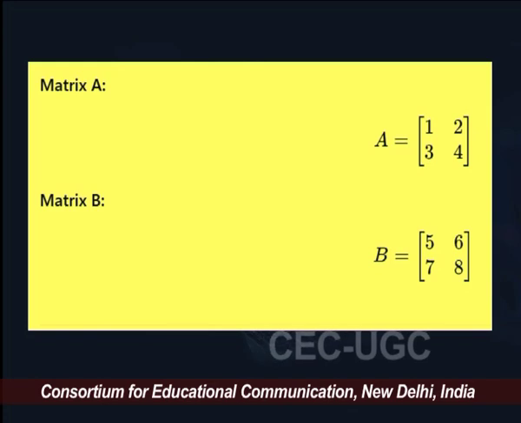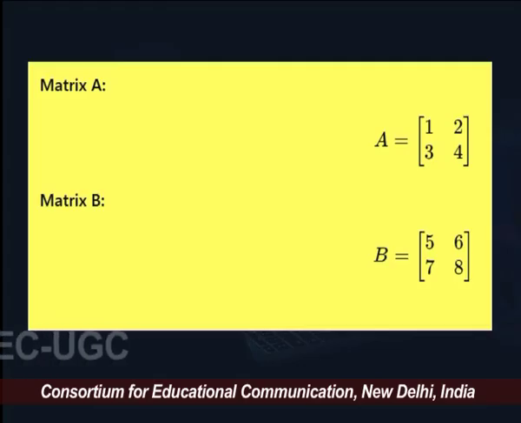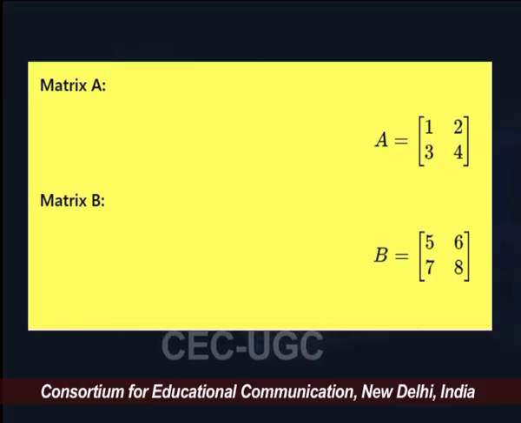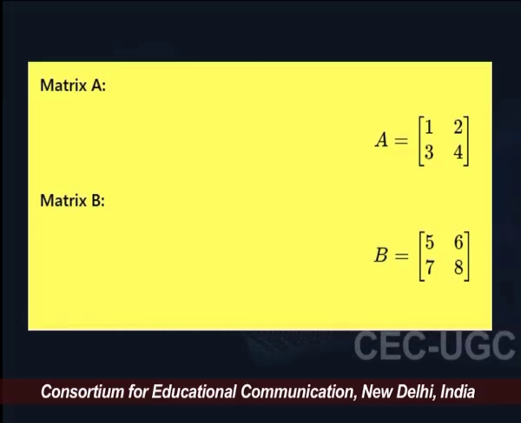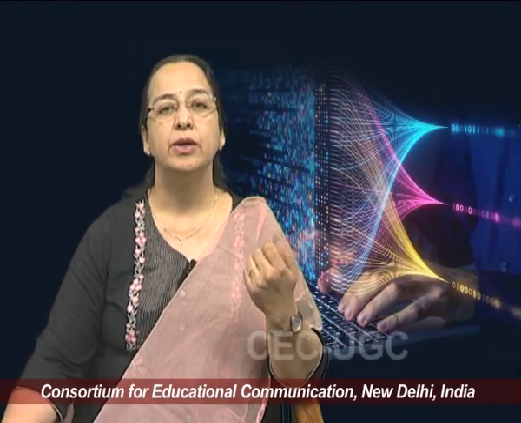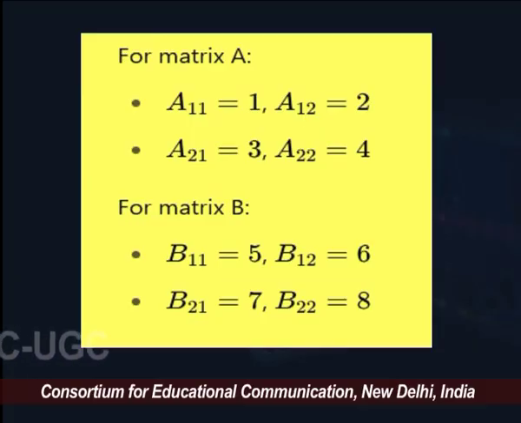Here I have taken a simple example of 2 cross 2. A has 1, 2, 3, 4 and B is 5, 6, 7, 8, and if I divide A and B each into 4 sub matrices, the size will be 1 cross 1, which is n by 2 into n by 2. So for matrix A, we have A11 as 1, A12 as 2, A21 equal to 3, A22 equal to 4, and similarly for matrix B, we have 5, 6, 7 and 8.